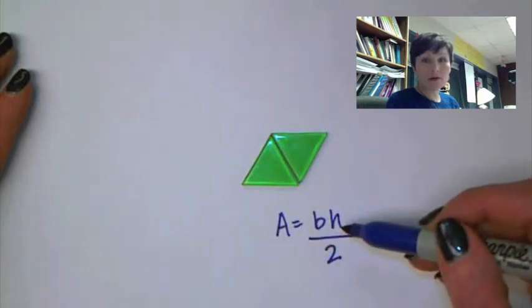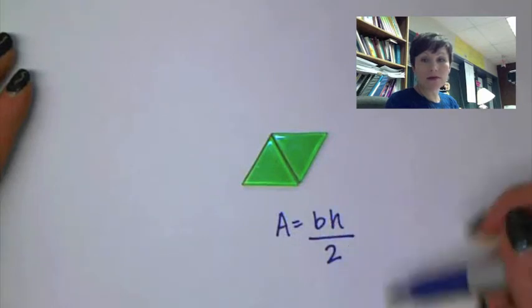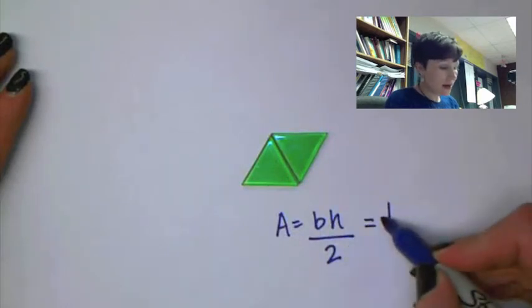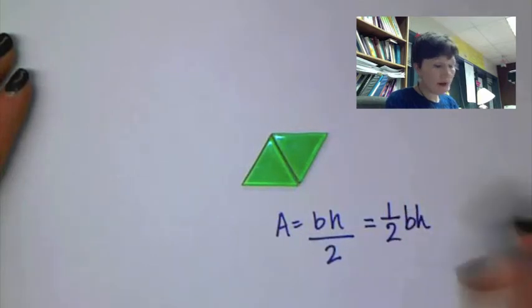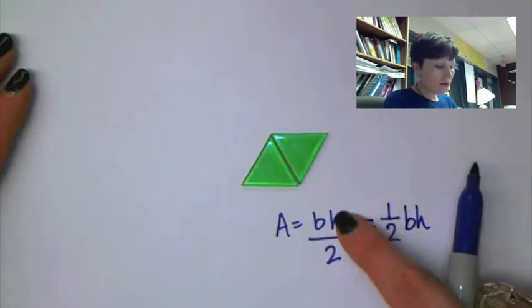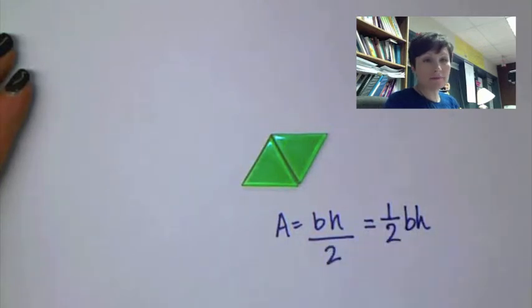It's by starting with a parallelogram and then knowing that it took two triangles to make that parallelogram. And you recall we can also write that as 1/2 base times height. But multiplying by a half or dividing by 2 are the same thing.